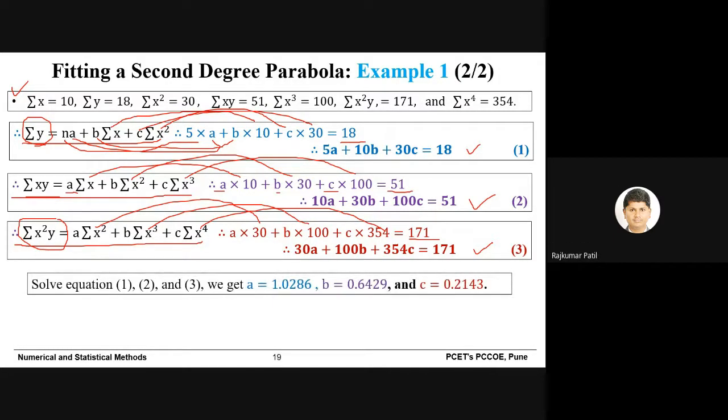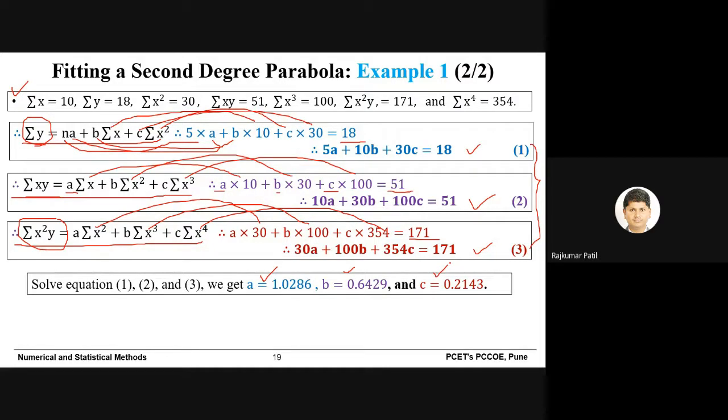So upon simplification, here I didn't do that step because you already studied it and you can do it. In the examination, you need to solve these 3 equations and write the simplification. Here I didn't do it because you already know it. Now when you solve these 3 equations, you will get the value of a as 1.0286, b equal to 0.6429, and c equal to 0.2143.